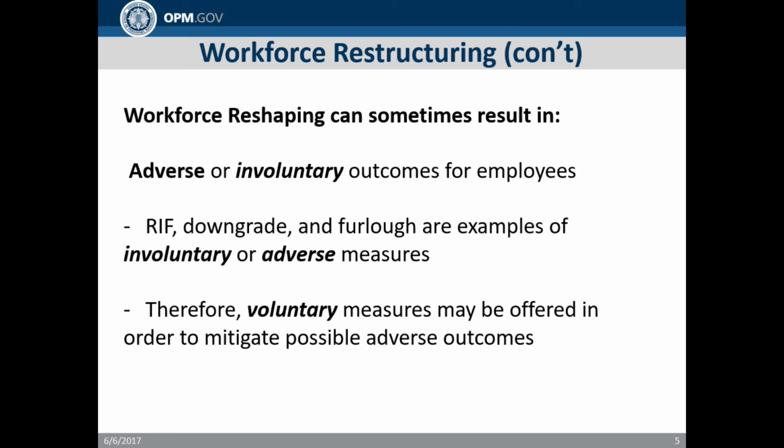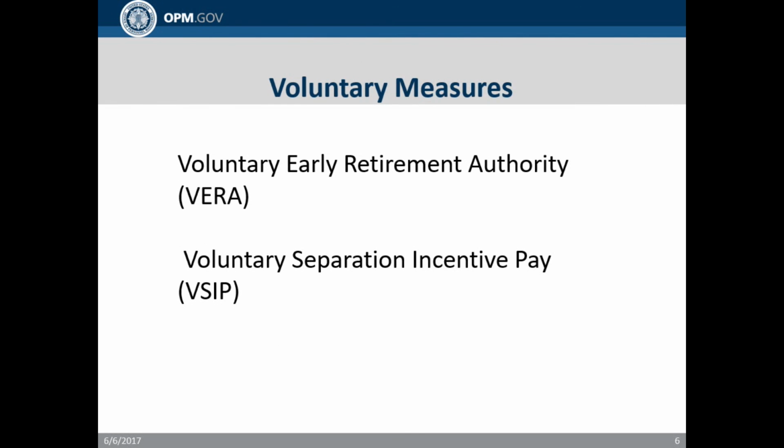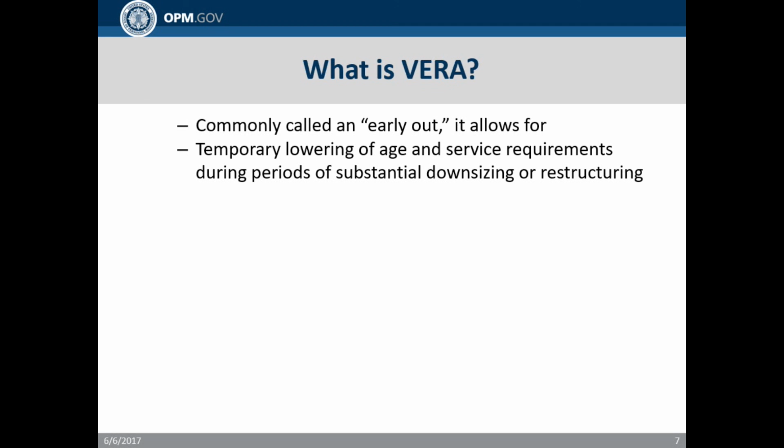So to avoid these, we want to look at voluntary measures that may be offered in order to mitigate possible adverse outcomes. So we'll take some time and talk specifically about VERA and VSIP. Two voluntary measures, again, voluntary early retirement authority referred to as VERA, and voluntary separation incentive pay referred to as VSIP, are measures that agencies can take to avoid or lessen the impact of a RIF or other adverse measures.